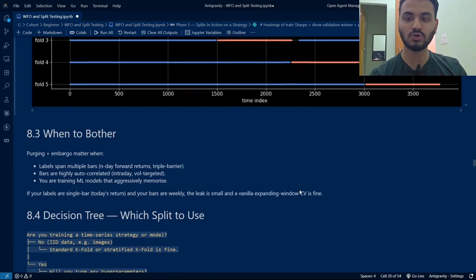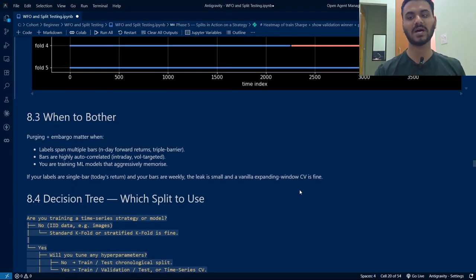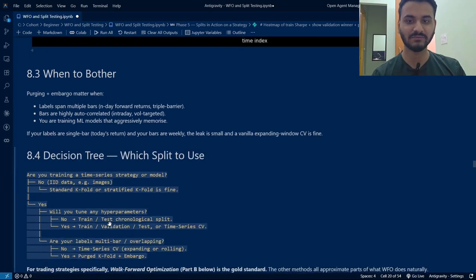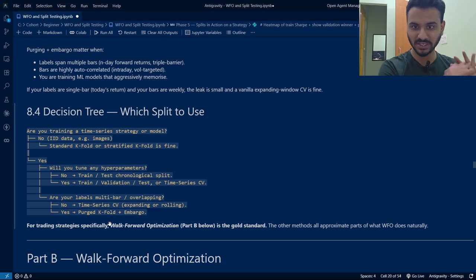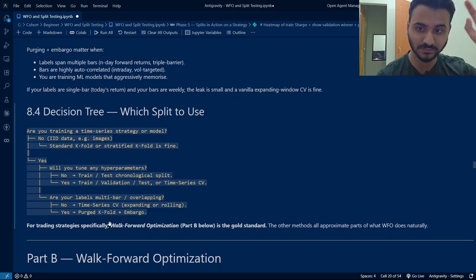Now, when to bother? Purging plus embargo matters when labels span multiple bars, bars are highly autocorrelated, and you are training ML models that aggressively memorize the data. The decision tree: which split to use? Are you training a time series strategy or model? No. Standard k-fold or stratified k-fold is fine. Will you tune any hyperparameters? No. A train, test chronological split is fine. Yes, train, validation, test is required.